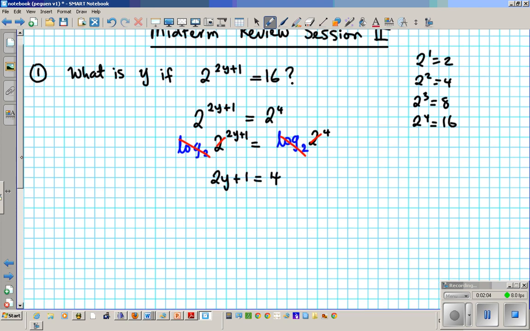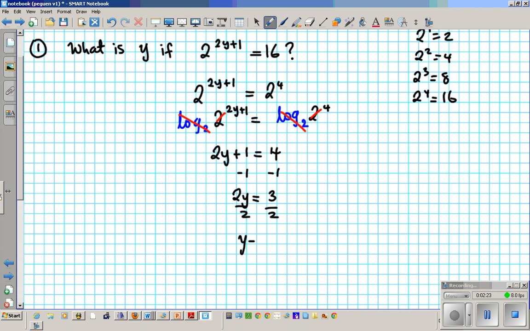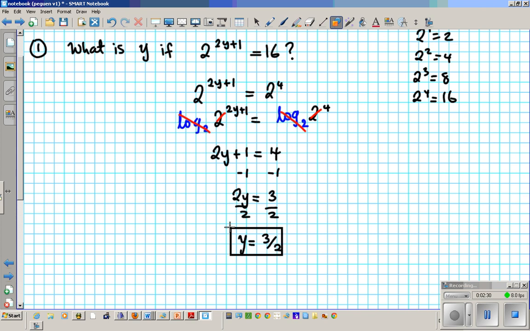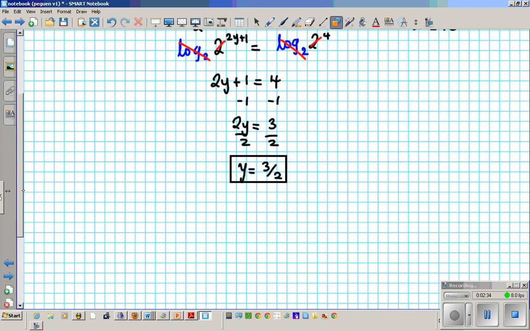Now, this is a simple algebra 1 equation that we can solve. Subtract 1 and divide both sides by 2, and we're done. So subtract 1: 2y equals 3. Divide by 2: y equals 3 over 2, and that's your final answer. This is what satisfies that original equation. Alright, let's move along to number 2.